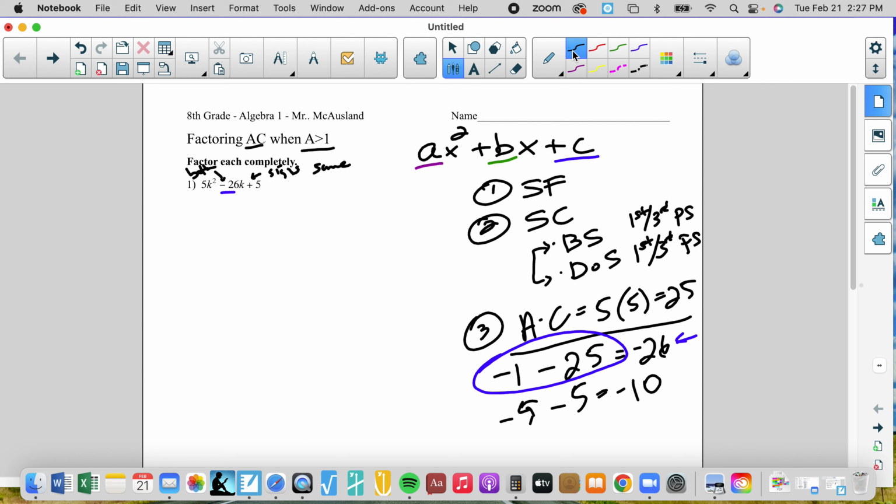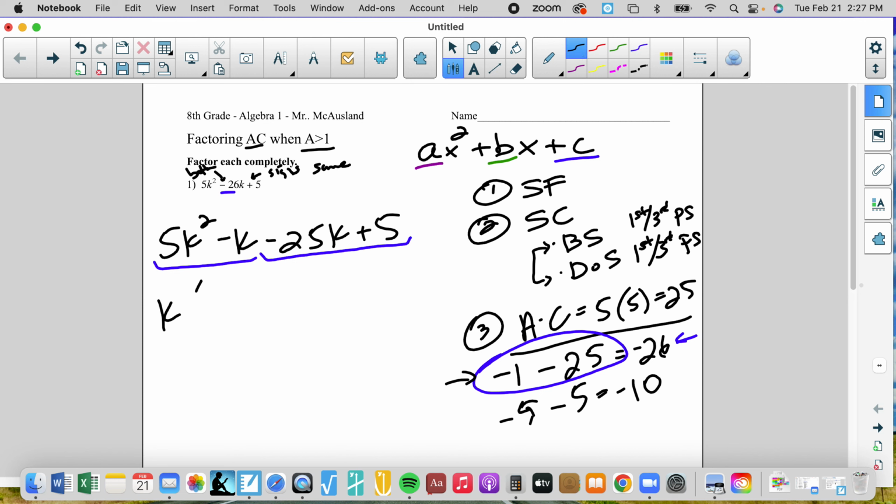So I'm going to rewrite this trinomial into 4 terms. And I'm using these numbers as my coefficient of k. And if I combine these, notice it still equals negative 26k. So that's a quick little check to make sure I did it correctly. Now we're going to factor by grouping. We're going to group the first 2, group the second 2. I look for a greatest common factor of 5k squared and negative k. Greatest common factor is going to be k. I'm going to factor out a k.